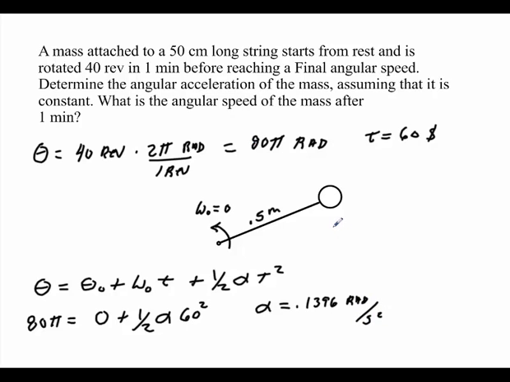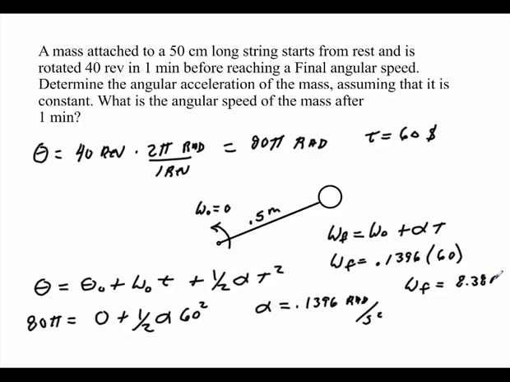Okay, now we want to find angular speed. We just go back and use the equation that the final angular velocity is equal to the initial angular velocity plus our acceleration times time. So final equals, this value was 0, put in our angular acceleration. We multiply that by 60 and we will get our value of 8.38 radians per second. Okay, there's our two solutions.